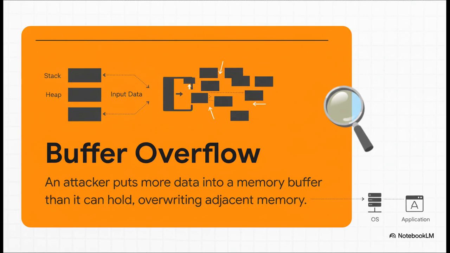First up is a true classic, the buffer overflow. Basically, an attacker sends way too much data to a program and it spills out of its designated memory space, overwriting other important stuff. It's like pouring a gallon of water into a tiny cup. For the exam, you've got to know the two main flavors. Stack overflows mess with the program's flow, while heap overflows corrupt its data. Either way, they can be devastating.